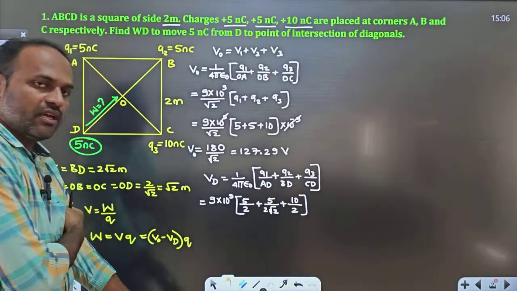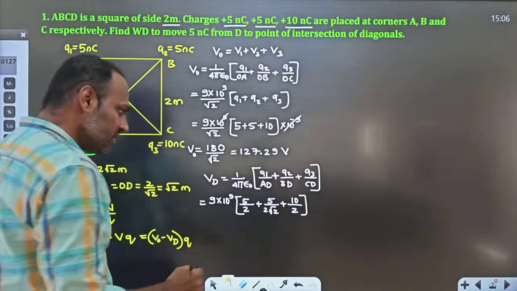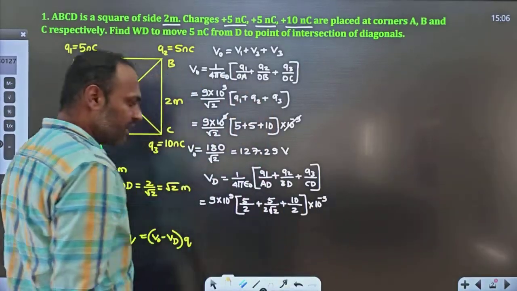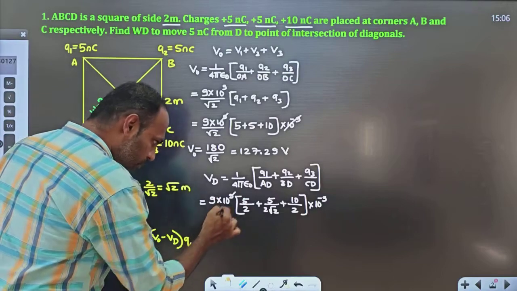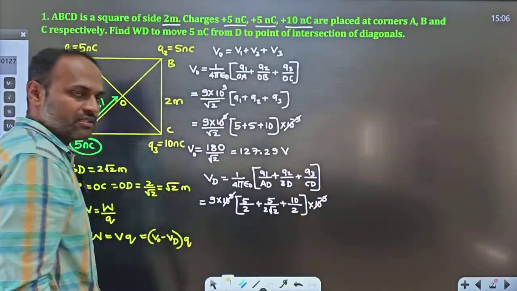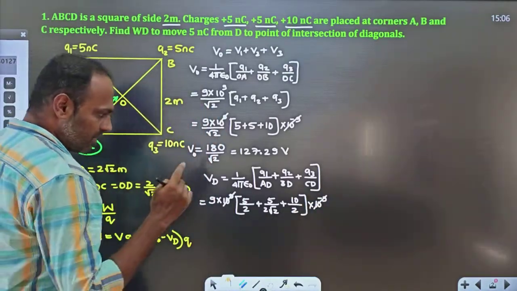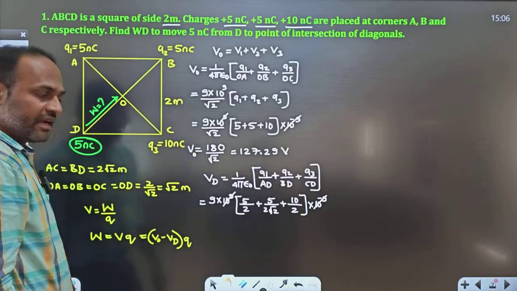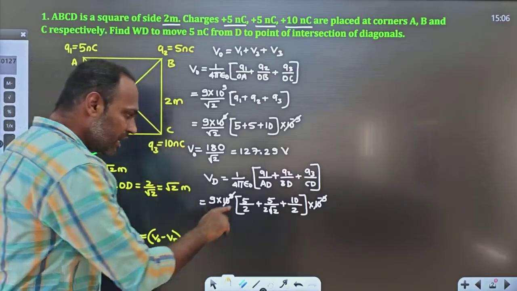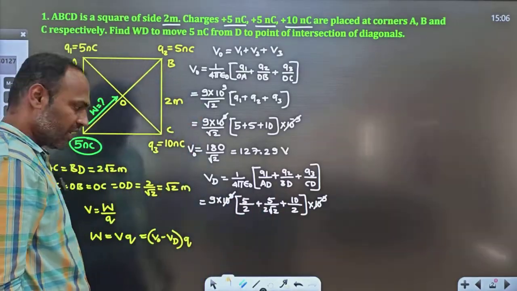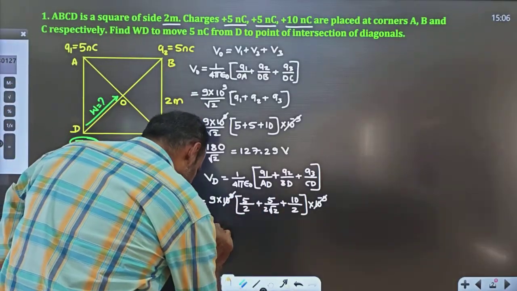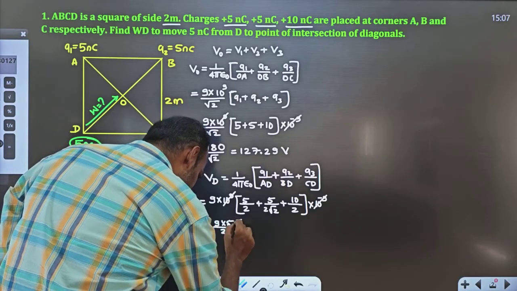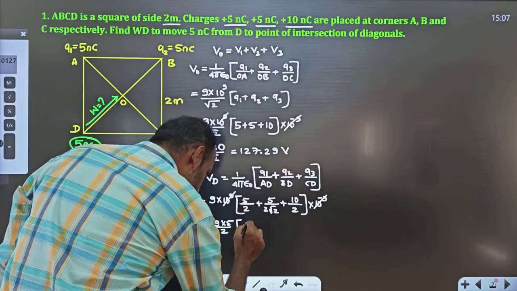This is what we get. Since all the charges are in nano, I will take nano common, 10 to the power minus 9. So 10 to the power plus 9 and 10 to the power minus 9 will get cancelled, right? See, in the denominator we have 2 common. In numerator I can take 5 common, right? So what will I get? I will get 9 into 5 divided by 2. In the bracket, what will I get? I will get 1.